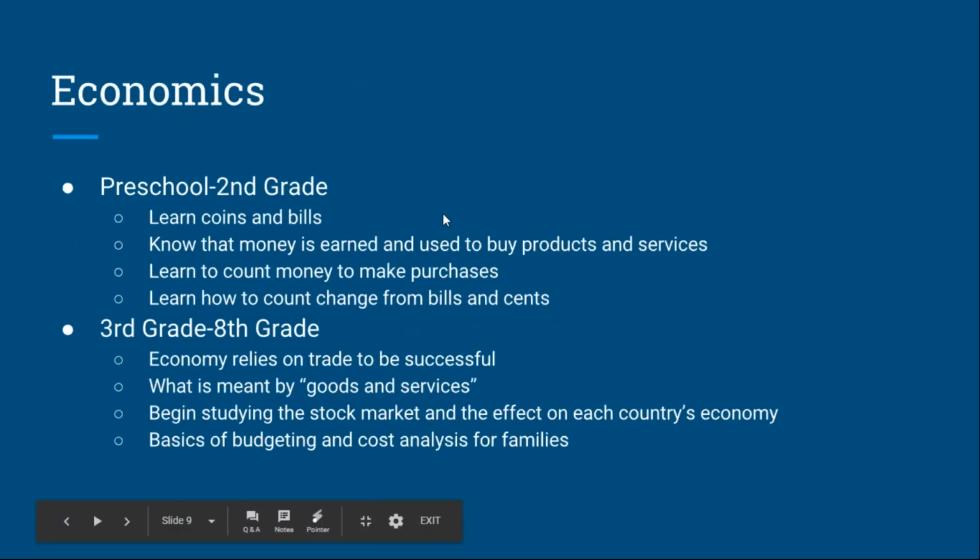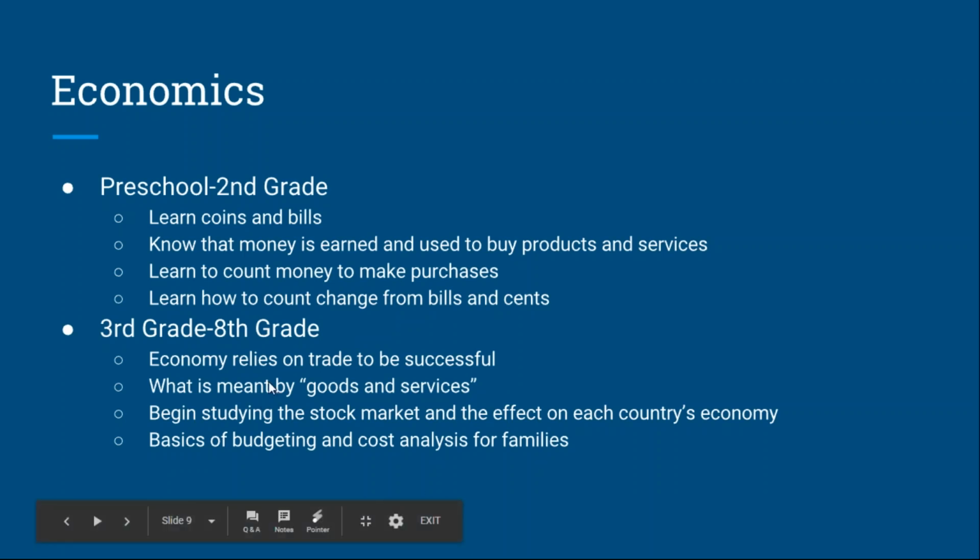And then the last section is economics. Again, in preschool to 2nd grade, you really should be teaching them about coins and the bills. They should know that money is earned and is used to buy products and services. By 2nd grade, they should know how to count money to make purchases, and they should know how to make change with bills and cents.